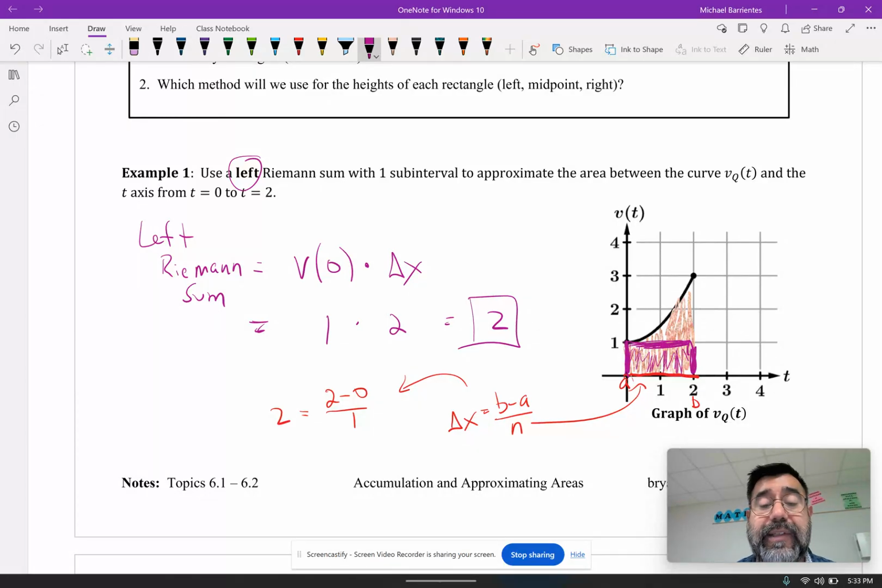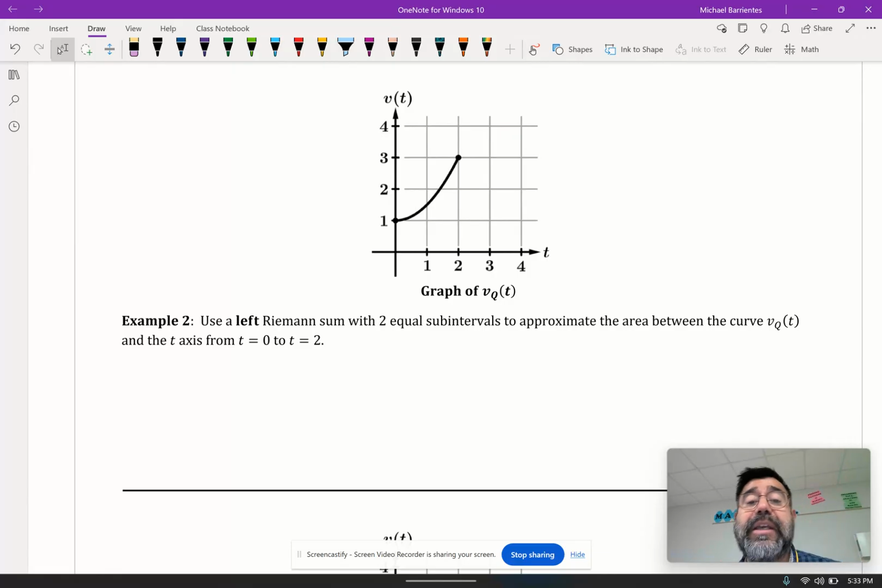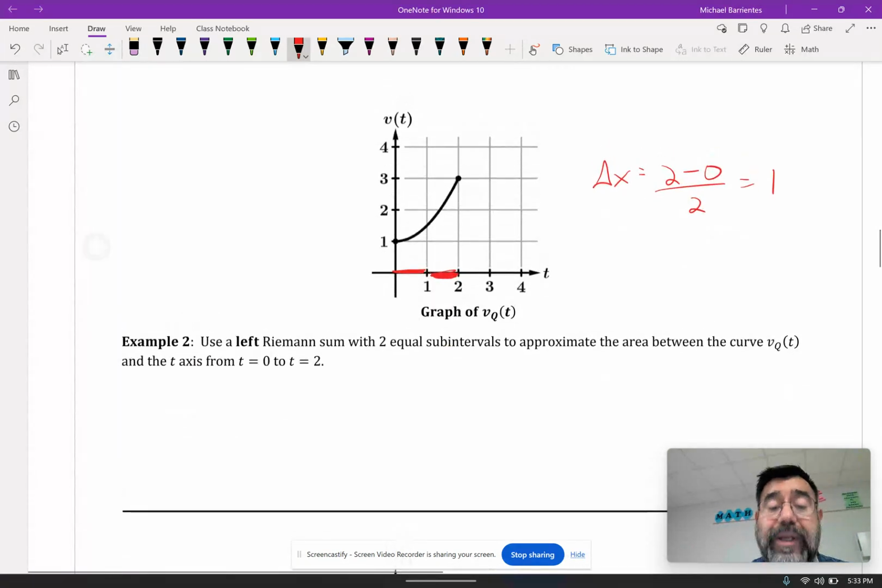So let's look at another example, example 2. Now we're going to do 2 equal subintervals. Okay, so now delta x, the width or the base of the rectangle, is going to be 2 minus 0 divided by 2. Well, that's 1. That's telling me that the width or the base of the rectangle here is 1 and 1. So I'm going to have 2 rectangles.